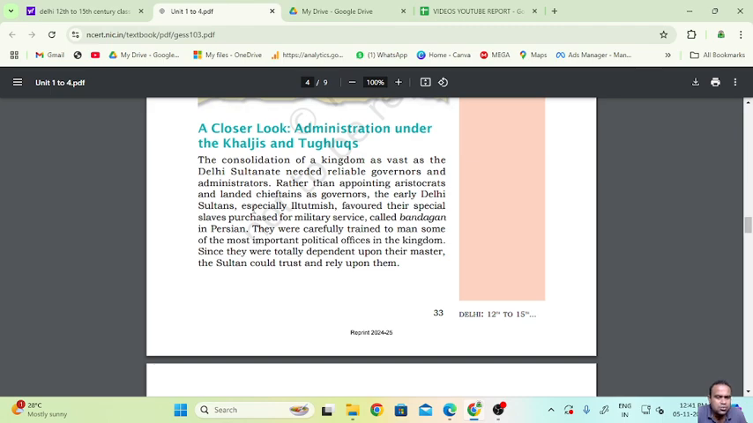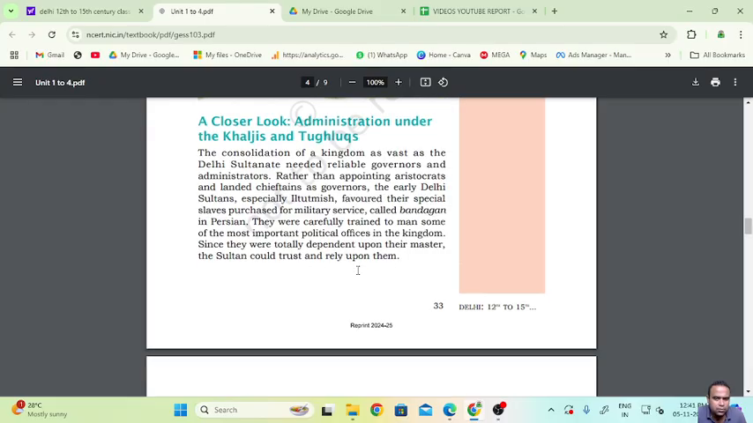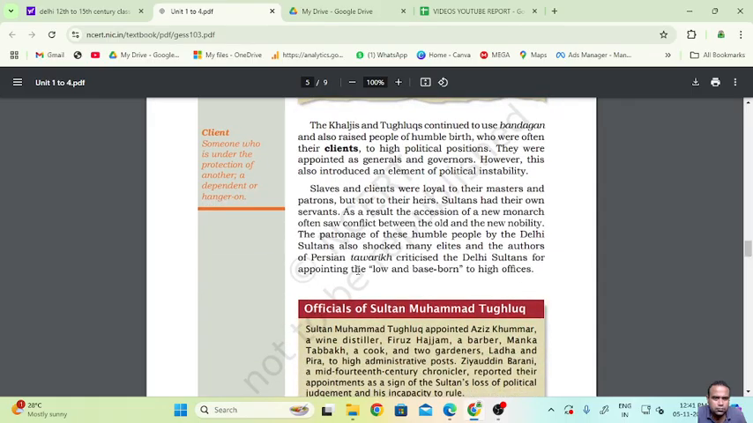The early Delhi Sultans, especially Iltutmish, favored their special slaves purchased for military service, called Bandagan in Persian. They were carefully trained to man some of the most important political offices in the kingdom. Since they were totally dependent upon their master, the Sultan could trust and rely upon them.